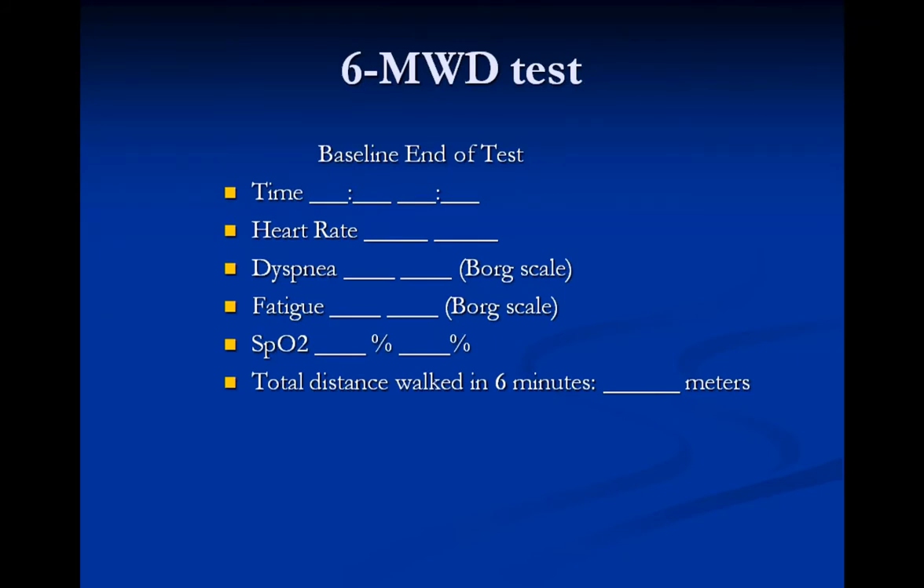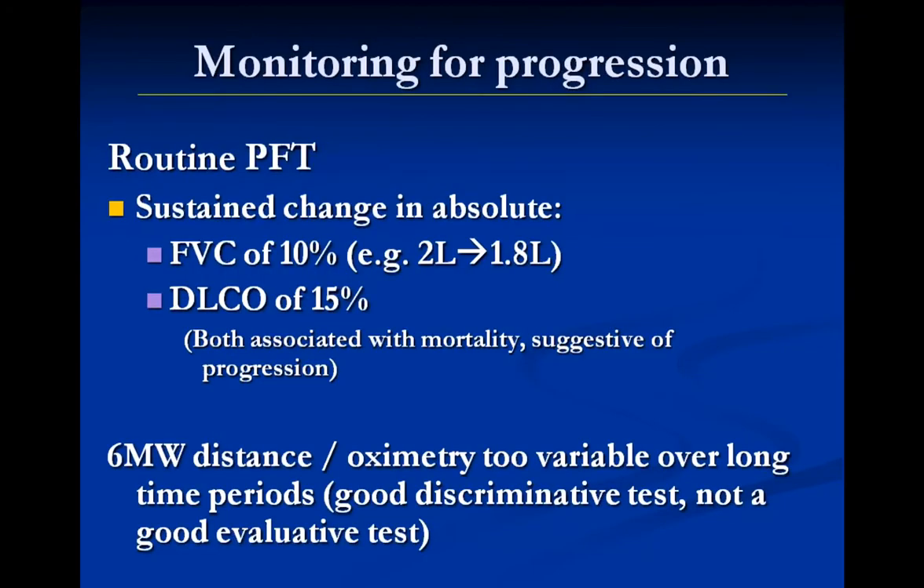So we have to evaluate further clinically how the patient is with the help of some other tests like the 6-minute walk test. It will assess the exercise capacity of the person. We can assess the oxygen saturation before performing the test and after performing the test. We also have to calculate the total distance the patient is able to walk in 6 minutes.